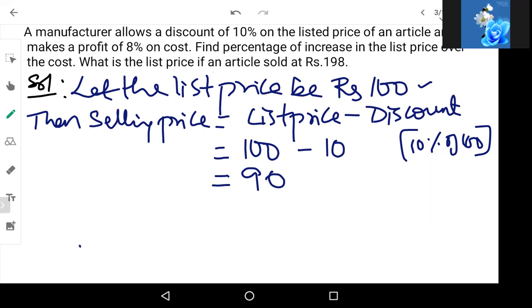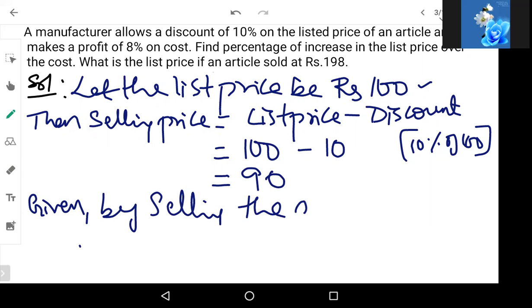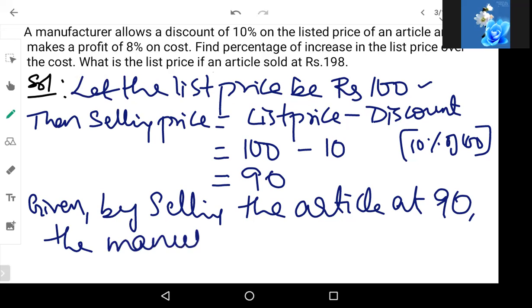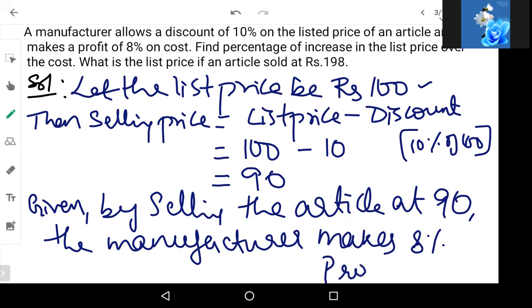Fine. So he's selling the product at 90% value is what he's trying to say. But even at this 90%, he's making a profit of 8%. What is given to us is by selling the article at 90, the manufacturer makes 8% profit. The manufacturer makes 8% profit on cost. So at 90, he is making 8% profit.